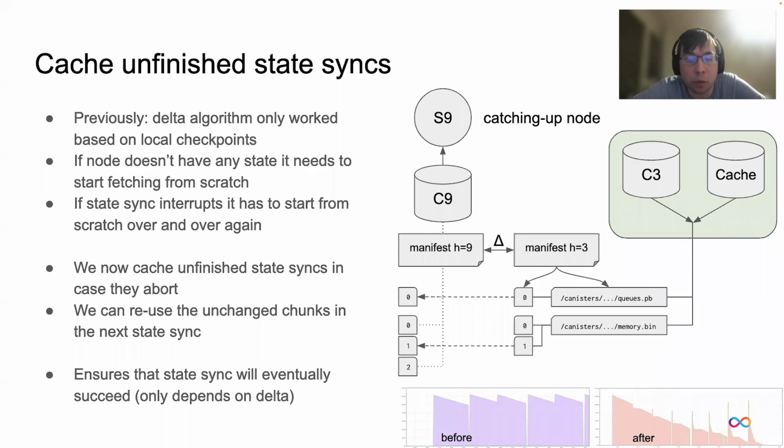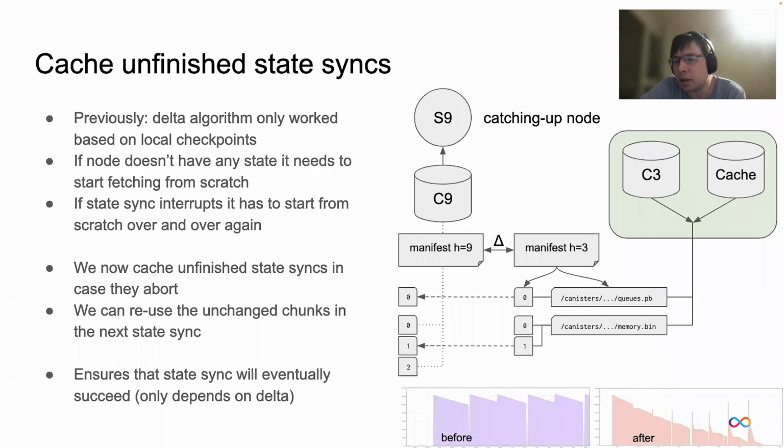What happened before was that we would do state sync until at some point it aborts. And then we would just try to do state sync for the next checkpoint, completely throwing away all the work we did before. Now, the problem is if you try to download, let's say, 200 gigabytes from the replica and you run out of time, and then you just try to download another 200 gigabytes, you'll run out of time again. In fact, you can see that in the graph at the bottom in the before picture.